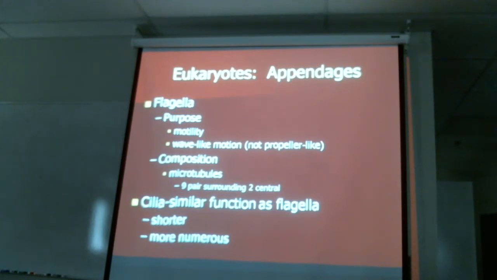As far as some of the appendages, eukaryotic microorganisms can have flagella. Of course, it's for motility. It's a little more of a wave-like motion than propeller-like on a lot of prokaryotes. As far as the composition, it contains microtubules. That's as far as you want to go. Now also they might have cilia. With eukaryotic microorganisms, it's very similar to flagella. They are shorter and they are more numerous than the flagella.